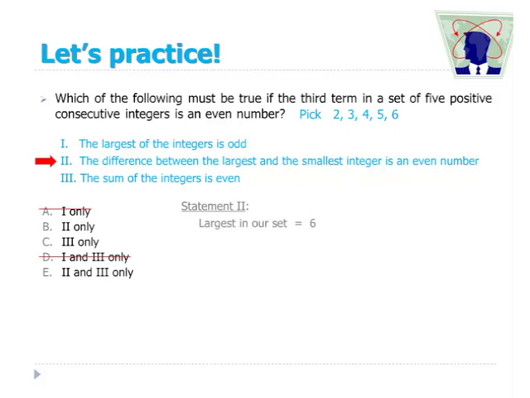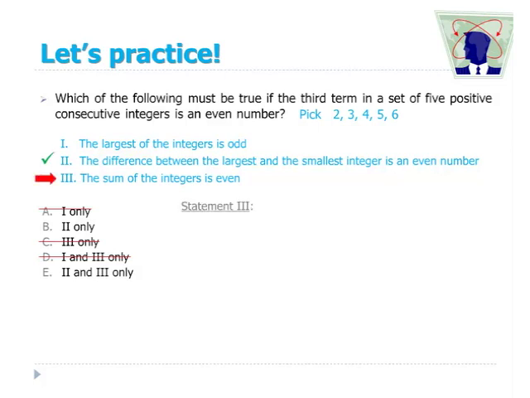The largest is 6, the smallest is 2. 6 minus 2 equals 4, which is an even number. Clearly, this statement is true, and therefore we can eliminate choice C, which does not include it. So far, we have eliminated A, C, D, and are left with B or E.